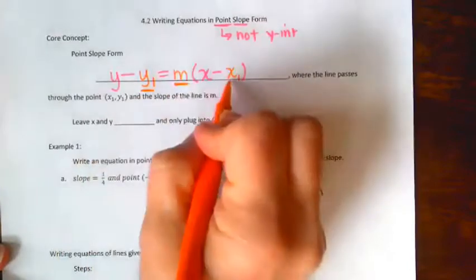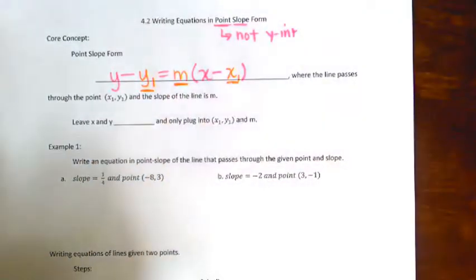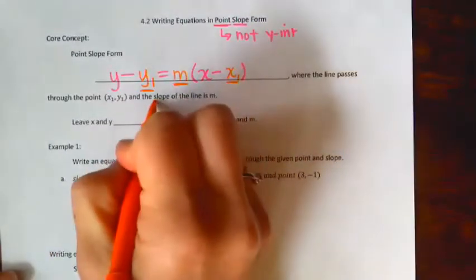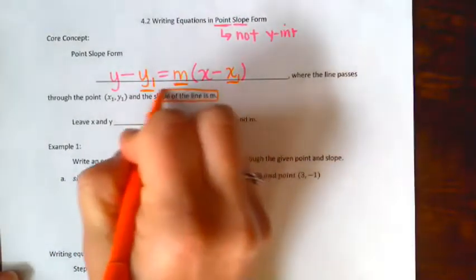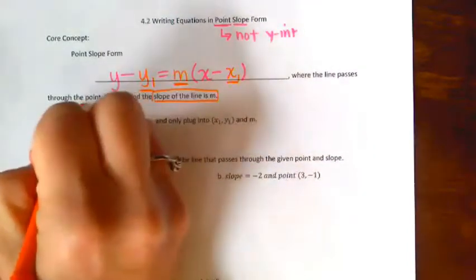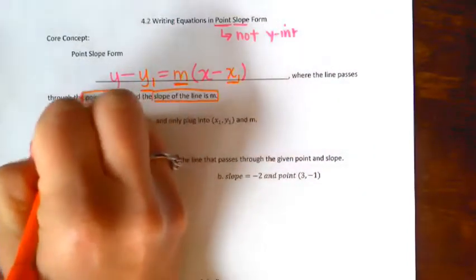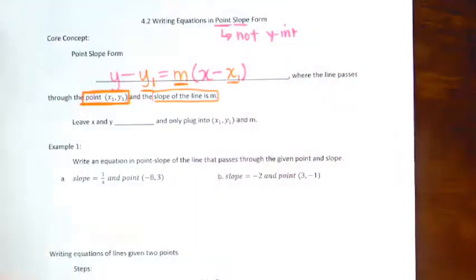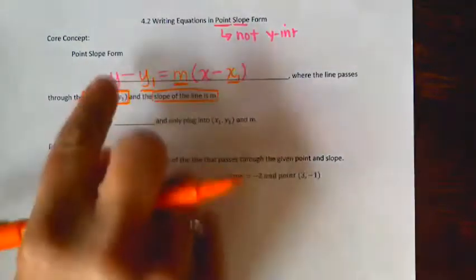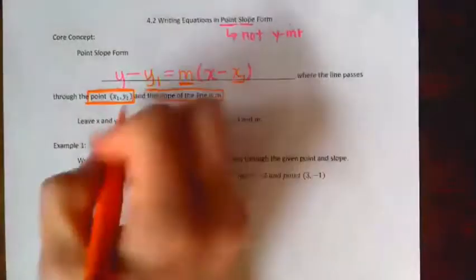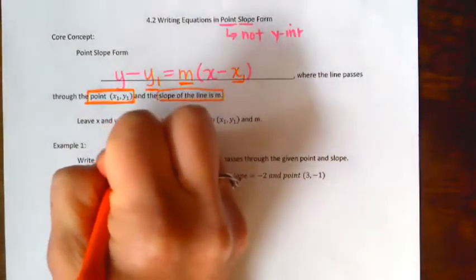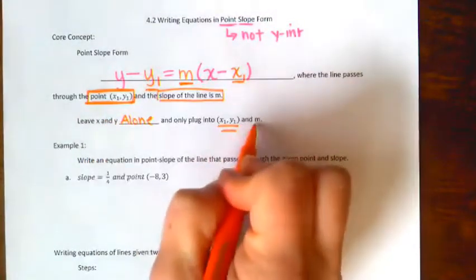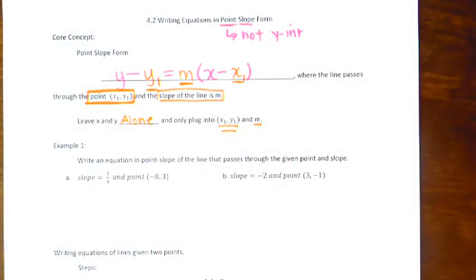M represents what? What does M represent? Slope. M is my slope, and x1 and y1 will always be my point. We leave the regular x and y alone, and we only plug into x1, y1, and m.